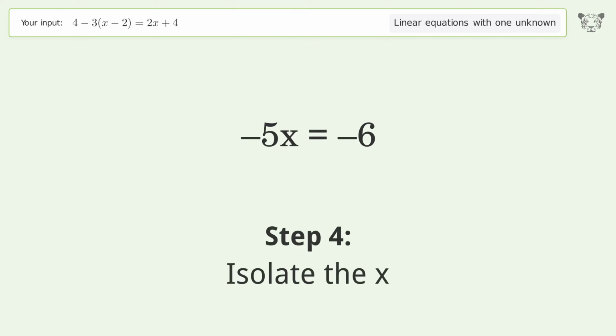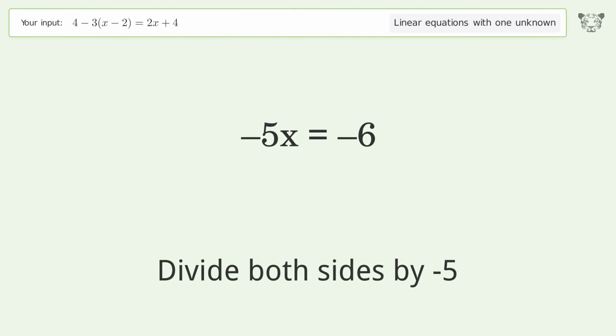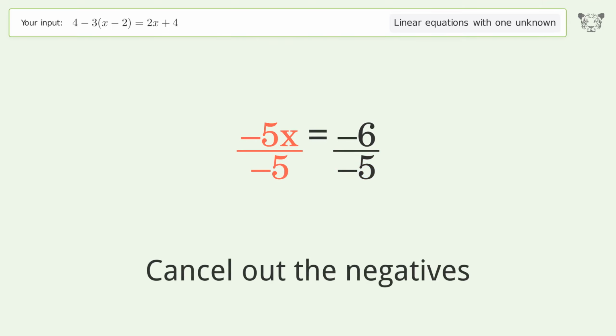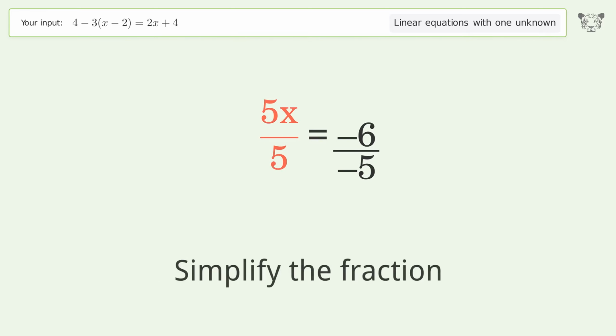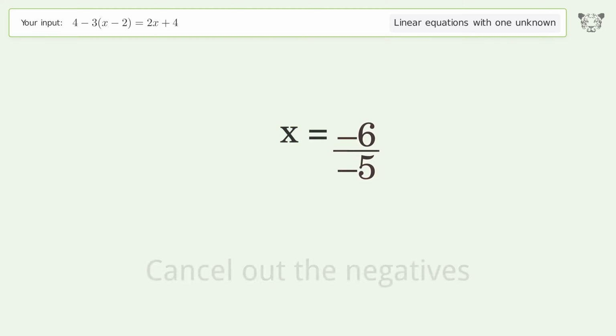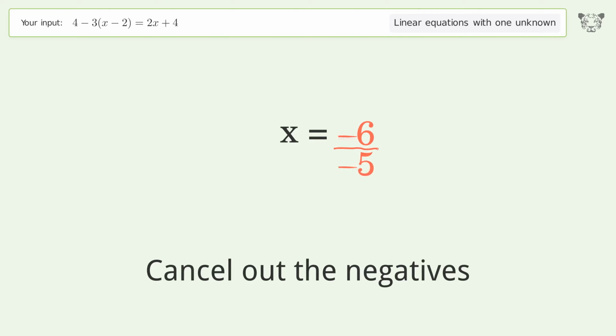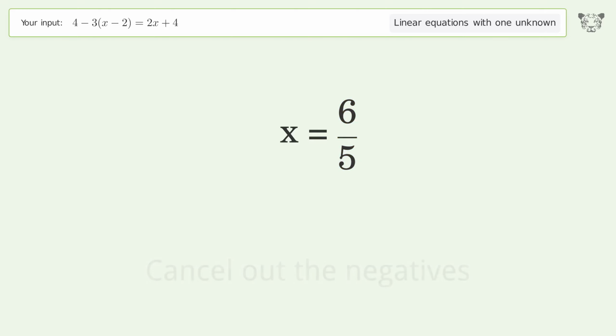Isolate the x. Divide both sides by -5. Cancel out the negatives. Simplify the fraction. Cancel out the negatives. And so the final result is x equals 6/5.